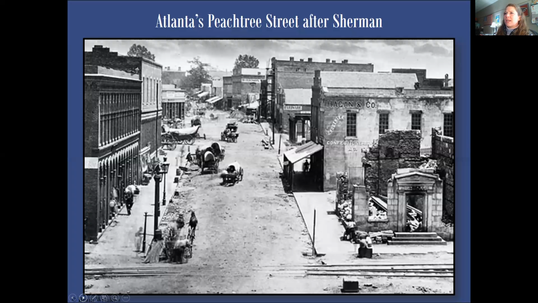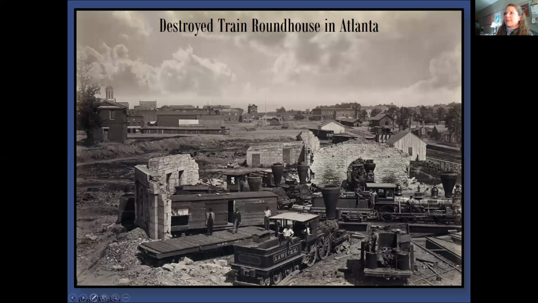So there's a picture of Peachtree Street, downtown Atlanta. See this building right here, completely destroyed. There's other destruction. It's kind of hard to see that picture, but look at that. That was a train roundhouse in Atlanta. This is where the train would come in, and this turntable would actually turn, and it could put a train on a different rail track. Totally destroyed that.